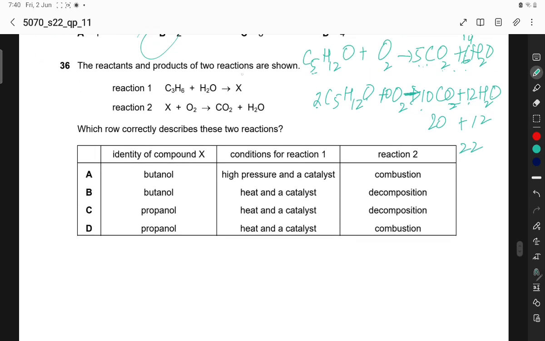The reactants and products of two reactions are shown. Reaction 1, C3H6 plus water to form X. Reaction 2, X plus O2 to form carbon dioxide and water. Which row correctly describes these two reactions? C3H6 plus water is equal to X.